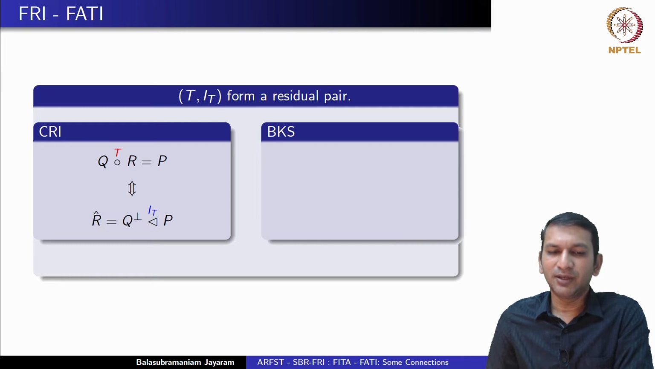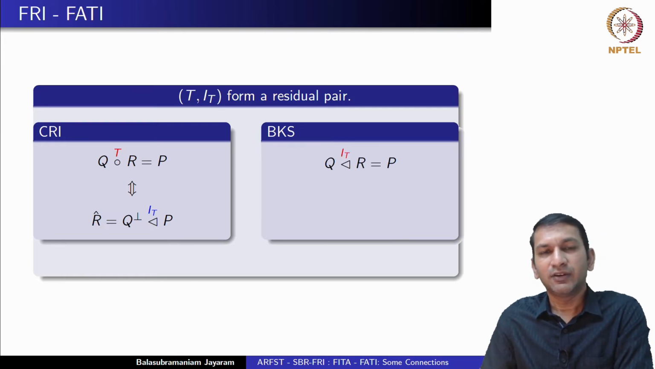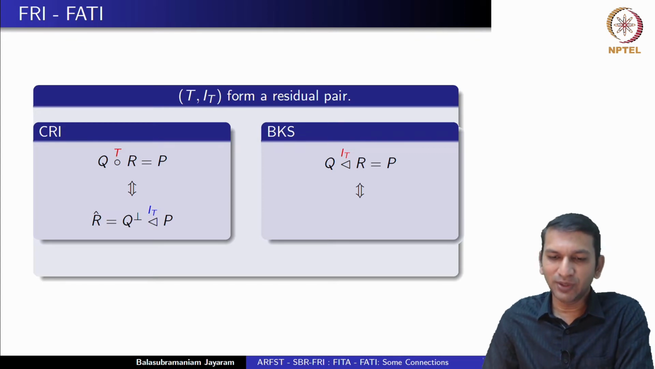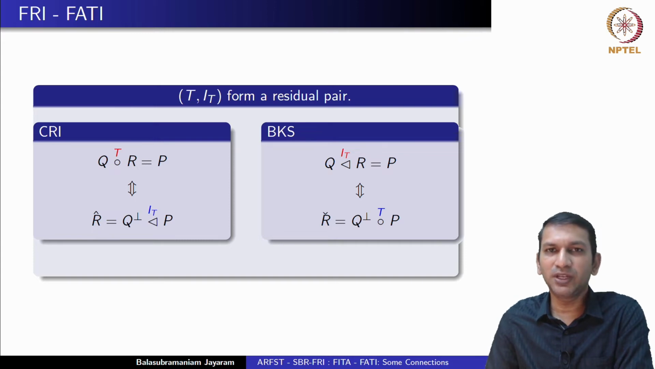Similarly, in the case of the Bandler Kohout subproduct, we have seen that Q inf IT composed with R is equal to P. When Q and P are fixed, it has a solution for R if and only if R check, which is Q transpose sub T composed with P, is a solution, and it is a minimal solution.